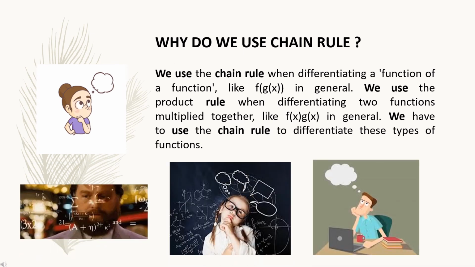So why do we use the chain rule? We use the chain rule when differentiating a function of a function, like f(g(x)) in general. We use the product rule when differentiating two functions multiplied together, like f(x) and g(x) in general. We have to use the chain rule to differentiate these types of functions.